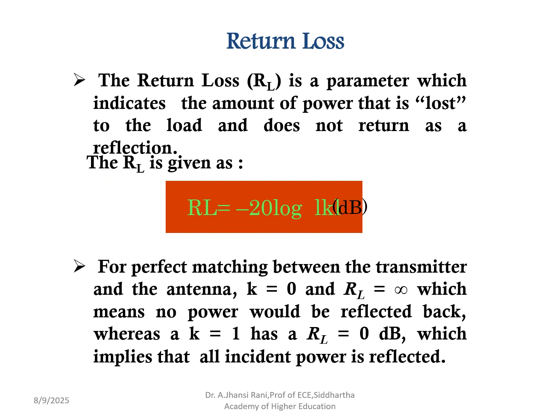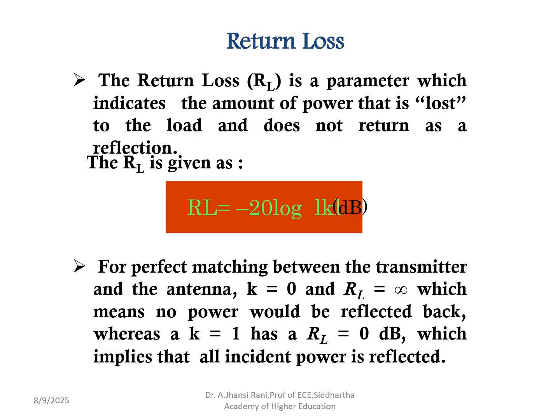What is meant by return loss? This is a very important parameter for antenna characterization. It is the parameter which indicates the amount of power that is lost to the load and does not return as a reflection. So it indicates how much power is reflected back, and that is given as the return loss. When you have perfect matching between the antenna and the transmitter, you have a high return loss. RL equals minus 20 log of the modulus of K decibels, where K is the reflection coefficient.